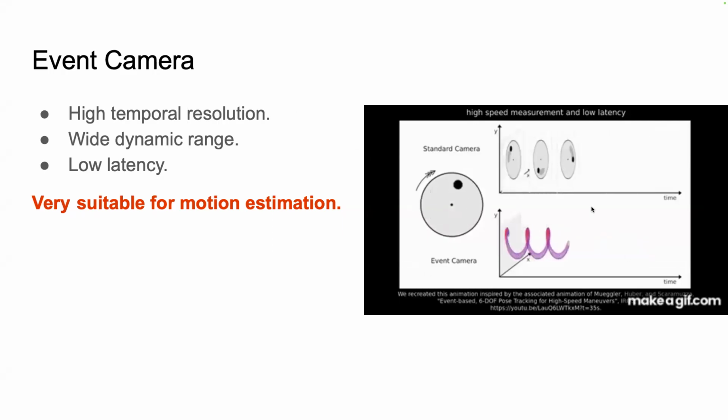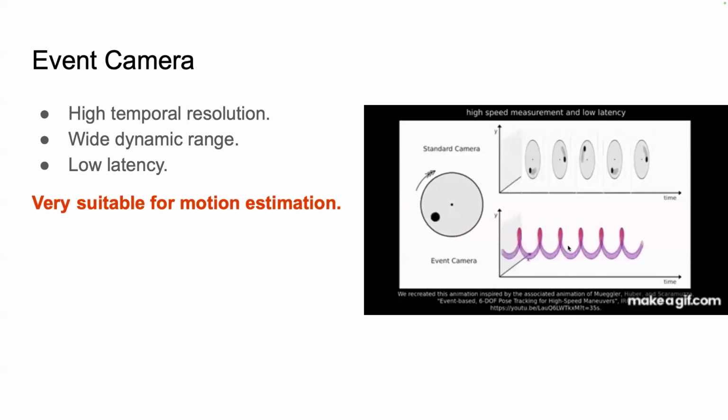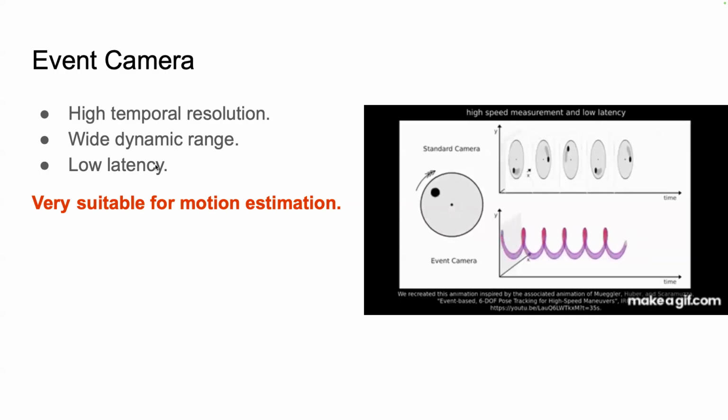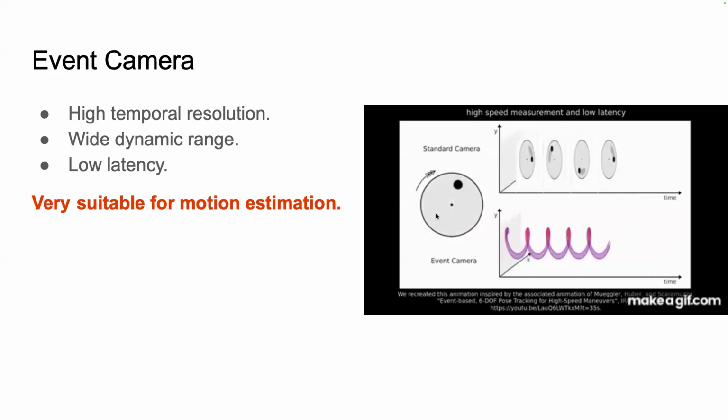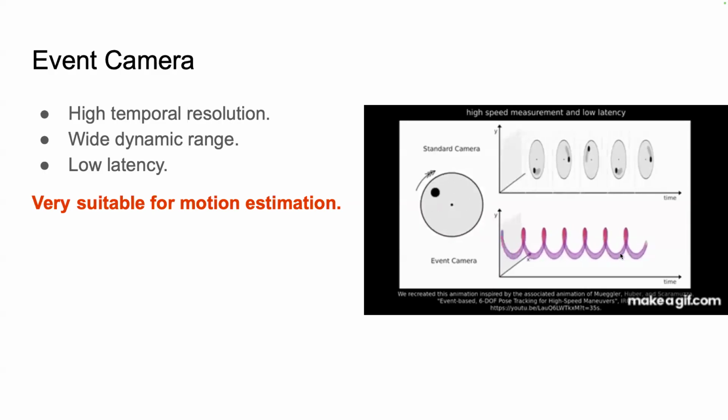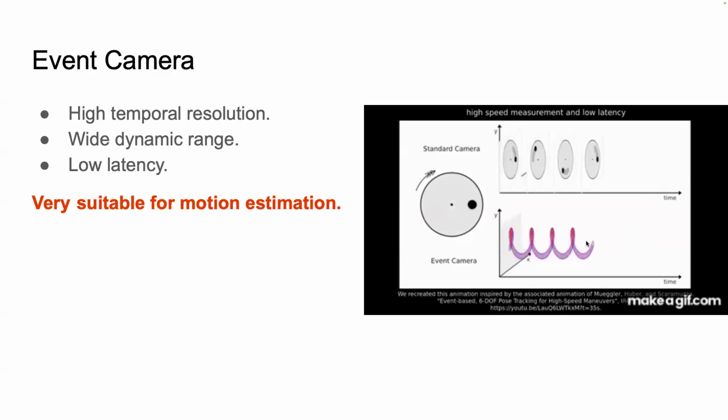From this GIF, you can see that an event camera generates events when the object is moving, which are on the XYT coordinate. It has very high temporal resolution, wide dynamic range, and low latency. Those are very well known. So it is very suitable for motion estimation. Suppose we want to estimate the motion of this dot, using this event camera would be very suitable.